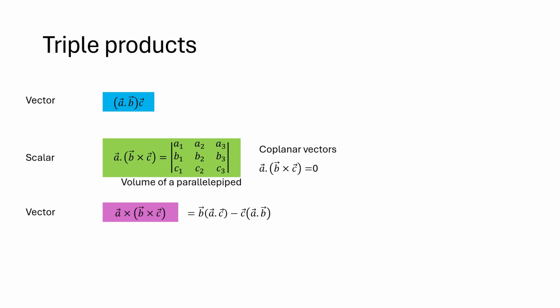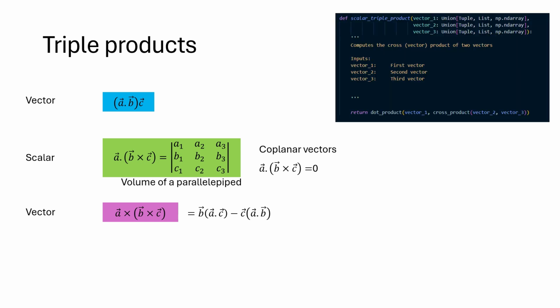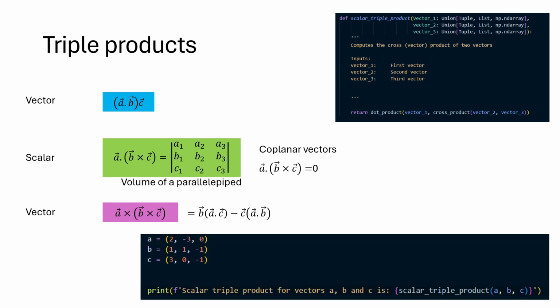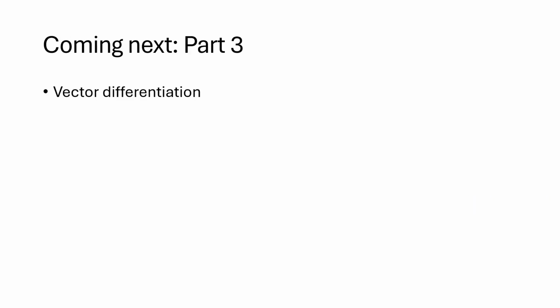We can now write a function to compute the scalar triple product for these three vectors. For this example, we can see that the answer for the scalar triple product is equal to 4. With this, we conclude our video. In the next video, we'll learn about another important topic, that is vector differentiation.